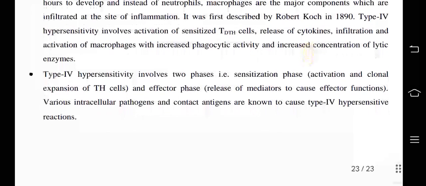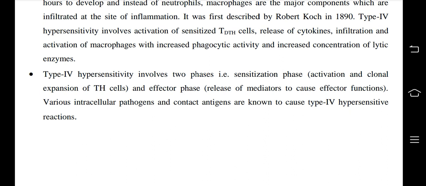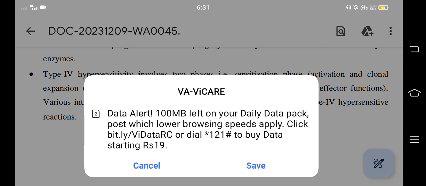Type 4 hypersensitivity involves two phases. Sensitization phase: activation and clonal expansion of Th cells. Effector phase: release of mediators to cause effector functions. Various intracellular pathogens and contact antigens are known to cause type 4 hypersensitive reactions.